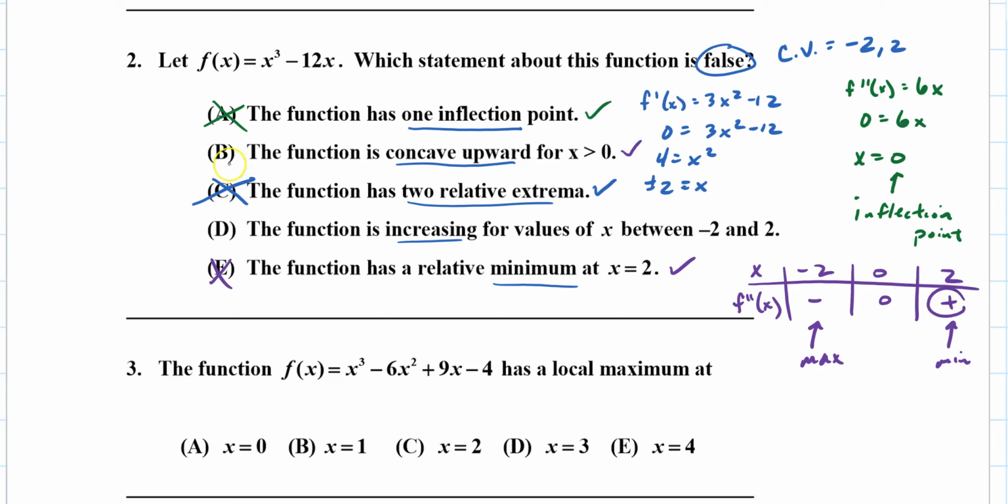So that's also true. So that means we're left with the function is increasing for values between -2 and 2. Now it's got to be decreasing because between -2 and +2 we go from a max to a min. So our graph had to look something like, if that's -2 and this is +2, you'd have a maximum value here, minimum value here. So our function had to be decreasing in between those two. So our answer is D.